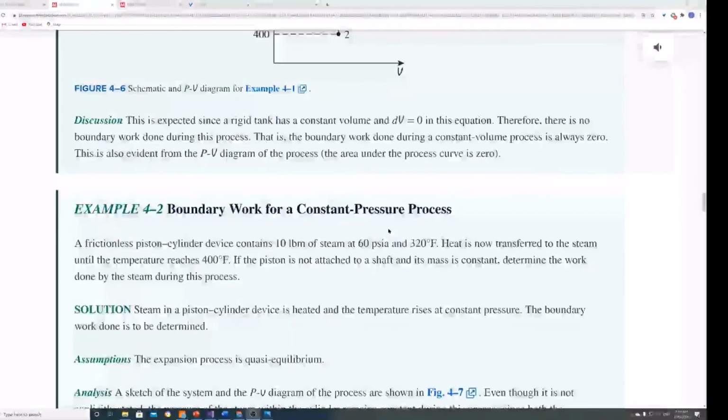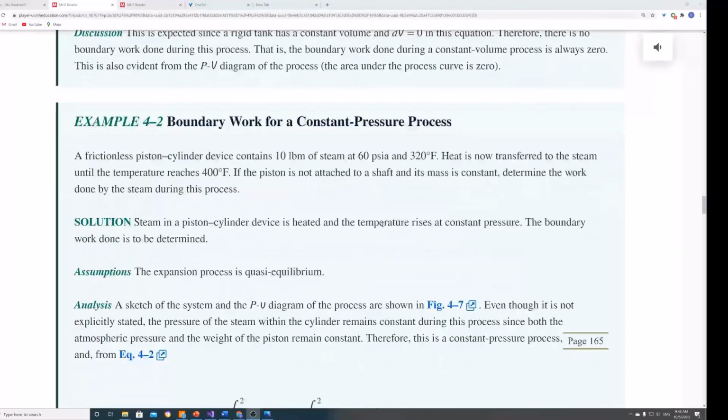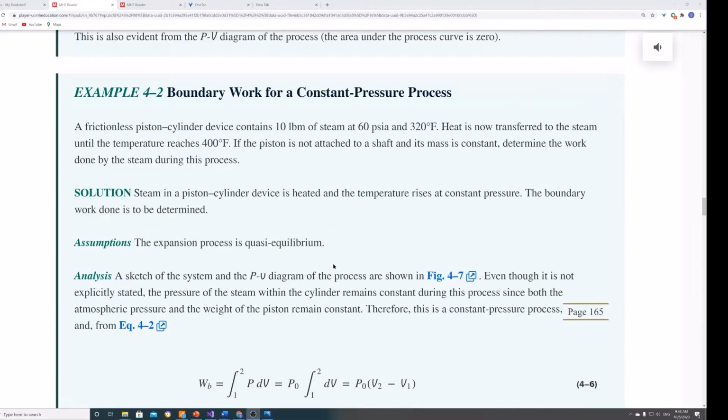Okay, so continuing on with this. All right, a couple of things. We noticed that it's going to be constant pressure. We assume the atmospheric pressure is constant. Also, it's quasi-equilibrium, so it's basically in equilibrium throughout. We can make that assumption. Okay. And we can sketch the system and the PV diagram in process. But we start off with our governing equation, which is the boundary work between these two states.